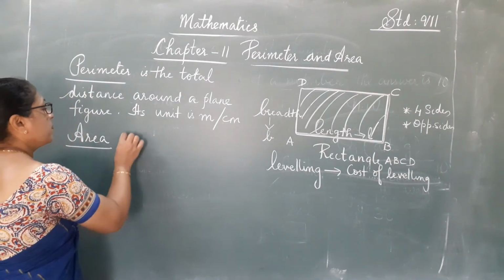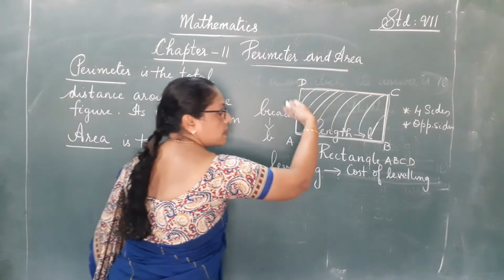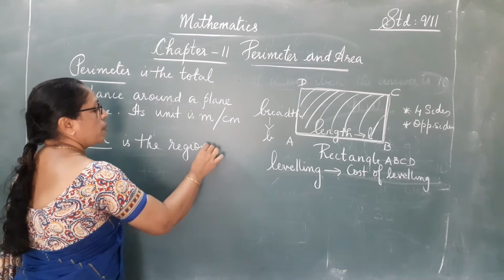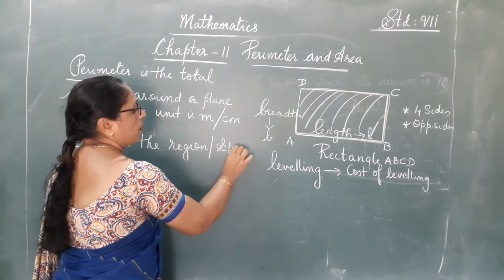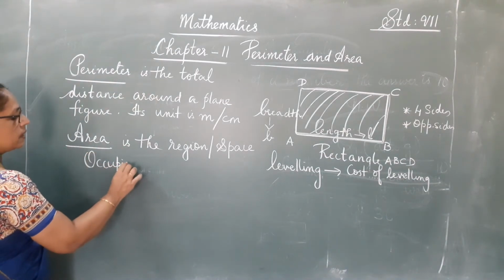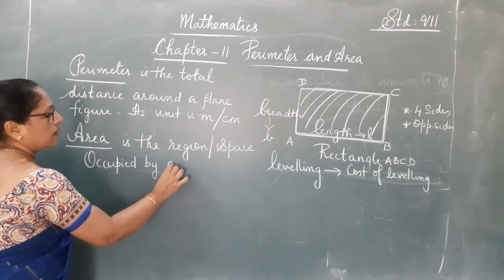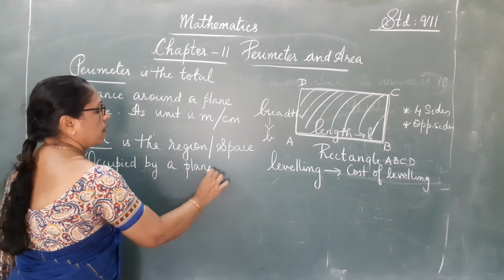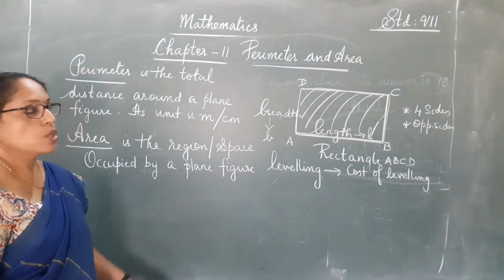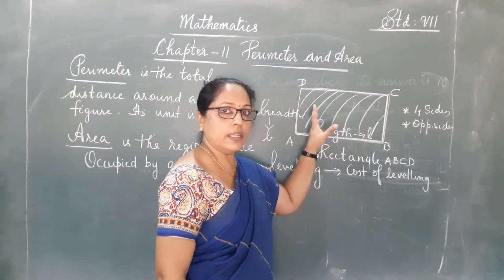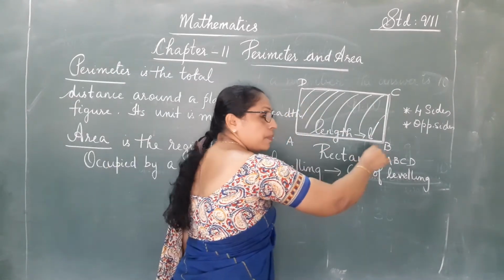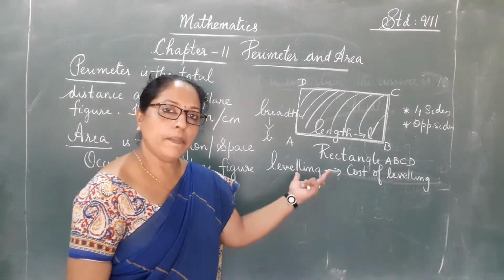So what is area? Area is the region or space occupied by a plane figure. Okay, so when the work is inside a region, the concept applied will be area, and when the work is along the boundary, the concept applied will be perimeter.